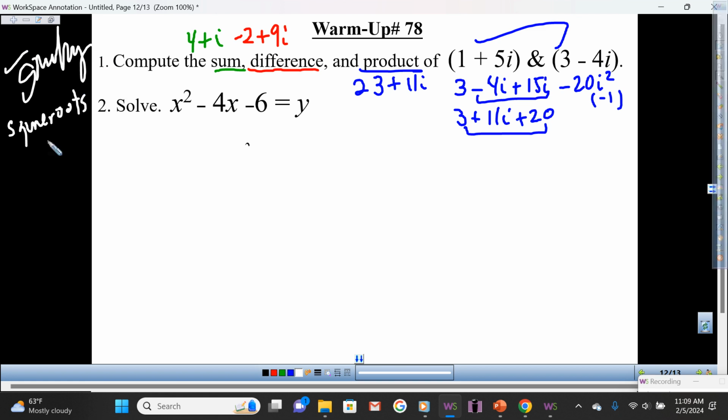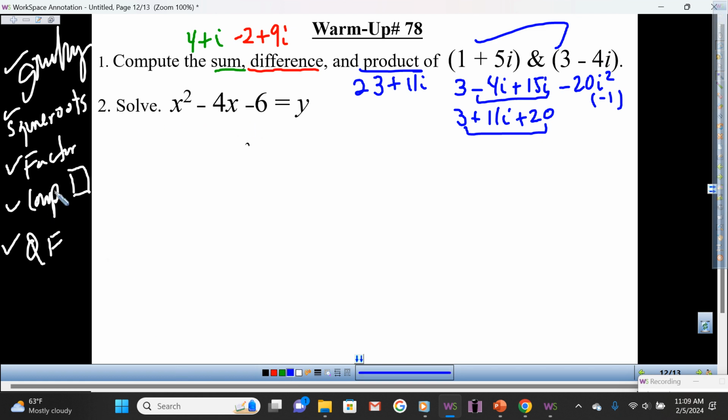Graphing. Square roots. What's the other? Factoring. Quadratic formula was the last one. And completing the square. Which method would you use? We can't use square roots because this one has a trinomial now. So the easiest to me, I think it would be either completing the square or factoring. I'm going to use factoring.